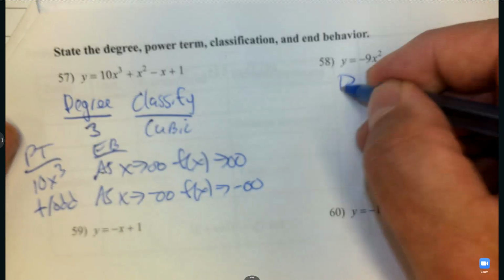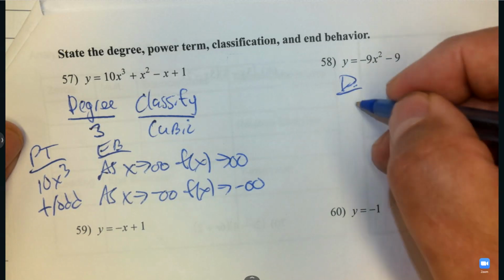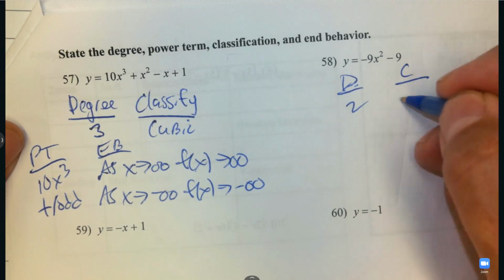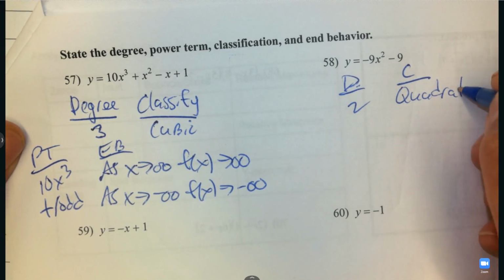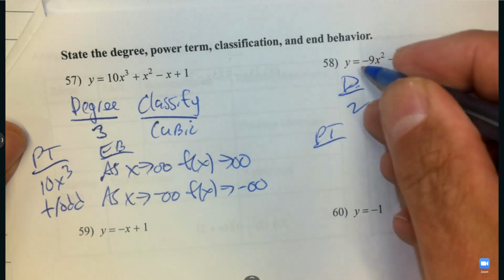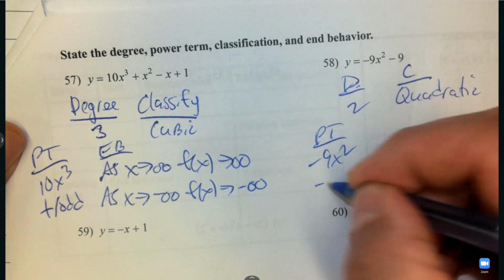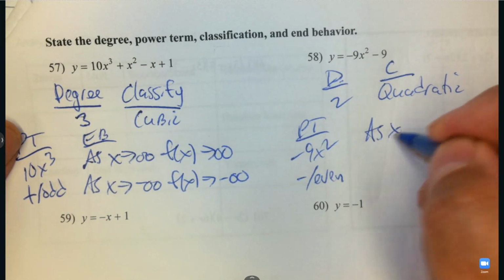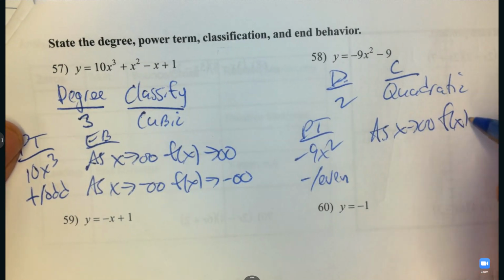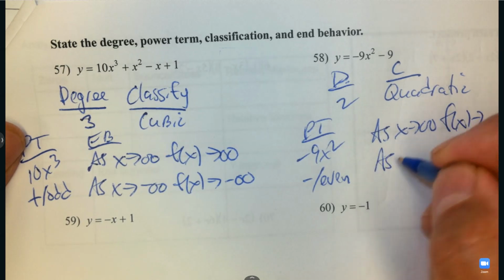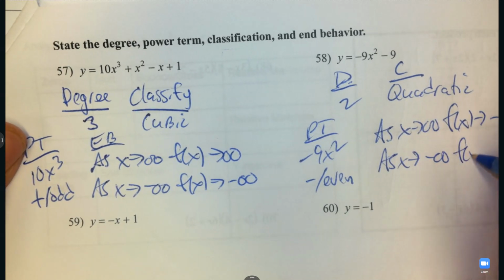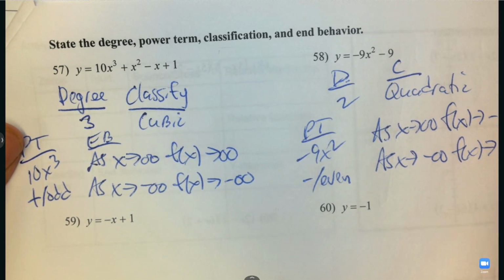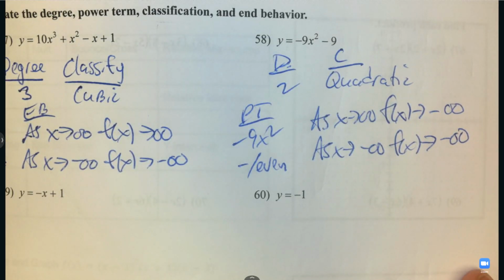Alright, the degree here is 2. The classification here is a quadratic, when the degree is 2. The power term is negative 9x squared, so it's negative with an even exponent, which means the right end goes down and the left end goes up. No, both go down. Just kidding. So both ends go down.